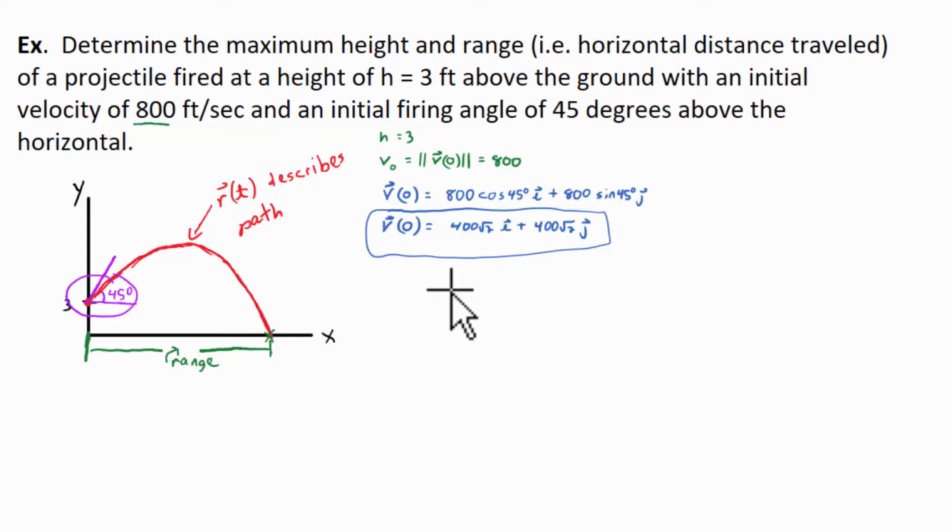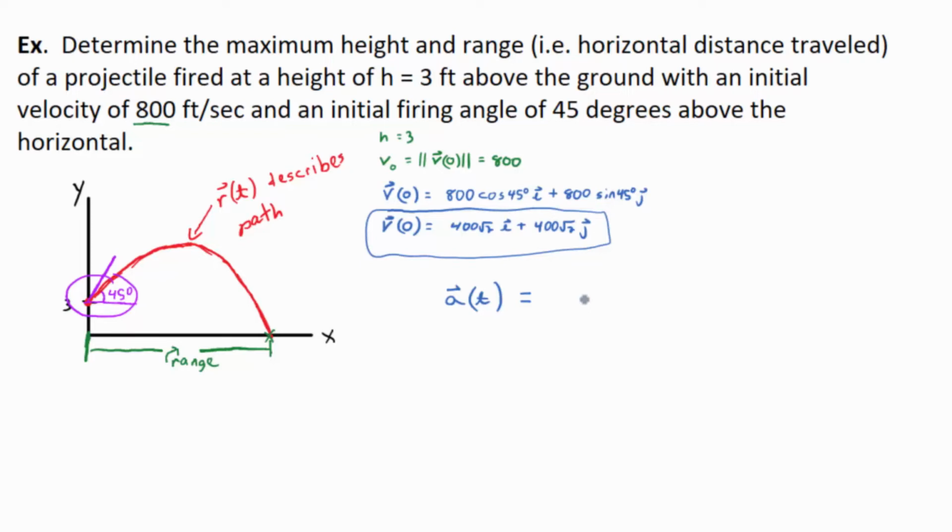So we could describe A of t, the acceleration vector. A of t would be, okay, which form are we going to use, the metric or the English units? Well, the height is in 3 feet, right? So, okay, what's the acceleration due to gravity in English units? 32 feet per second squared.